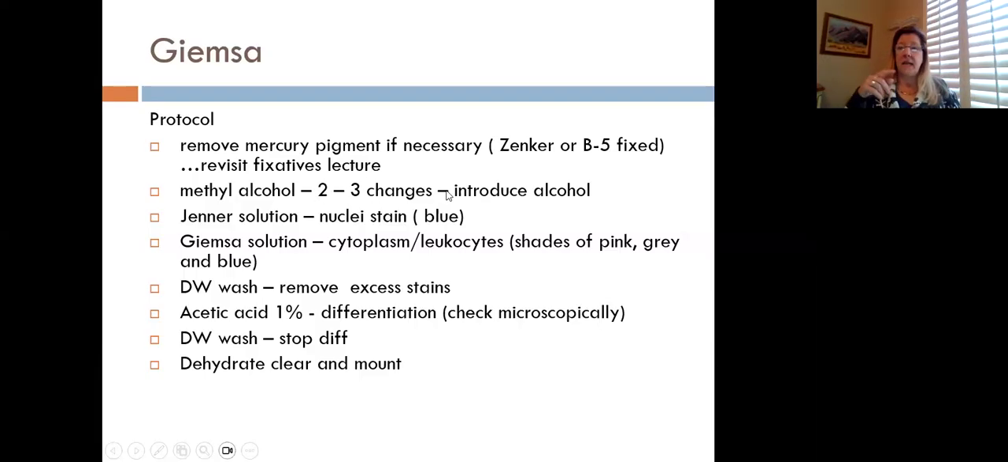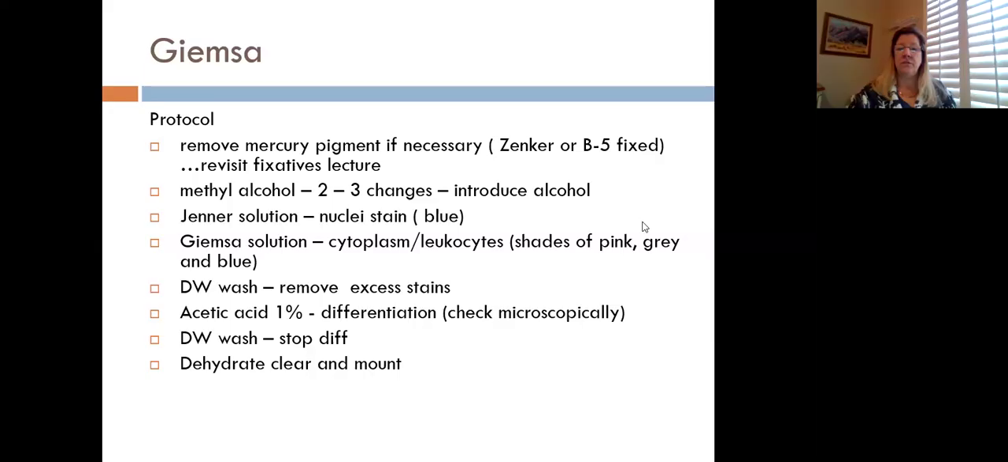Now, does it have to be methyl alcohol? No, any alcohol will work. So even though Carson says methyl alcohol, which you're going to have to reiterate on your certification exam, the truth of the matter is any alcohol will work, including our denatured 100% alcohol.